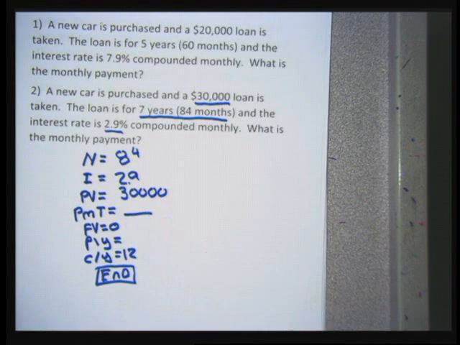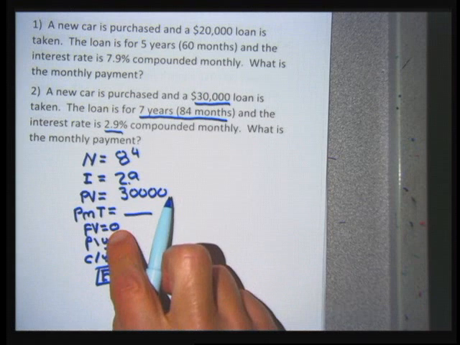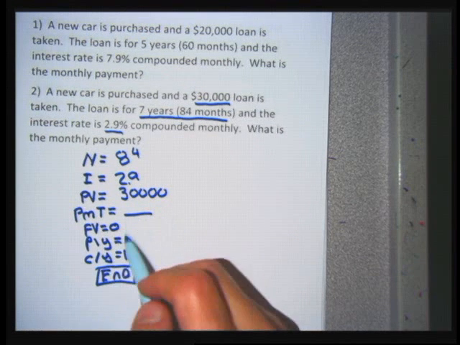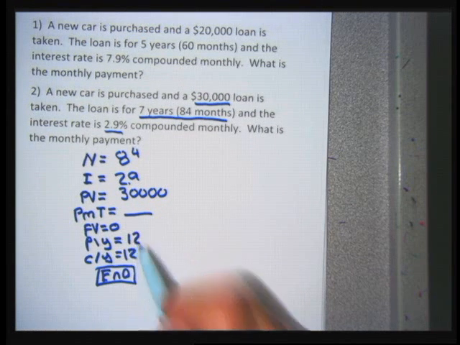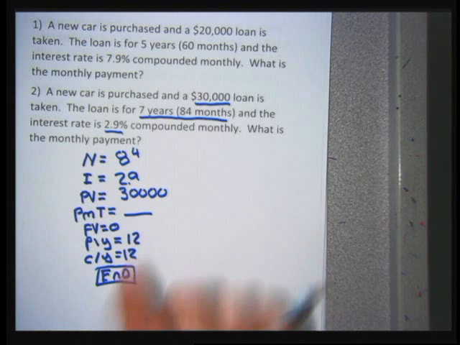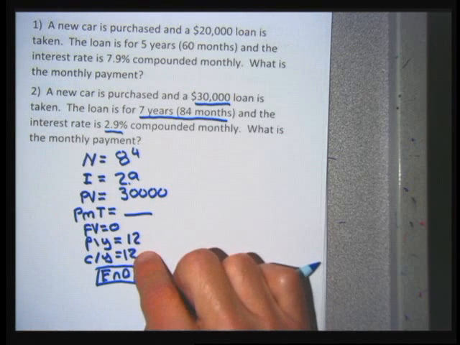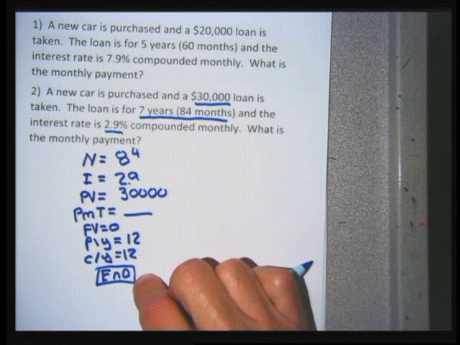I'm going to tell it to solve for the PMT. The future value, I want to owe 0 when it's paid off. I'm making monthly payments, so the PY is 12. Interest, the PY and the CY in all our problems in sections 3.5 and 3.6 will be the same, so it's going to be 12, and I'm going to leave everything on end.